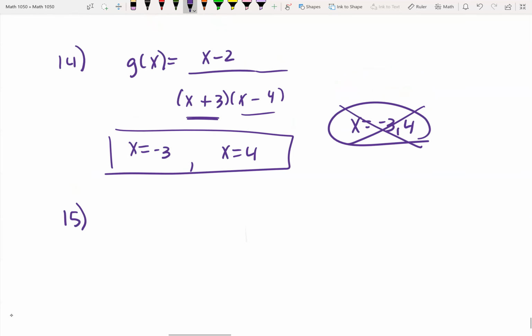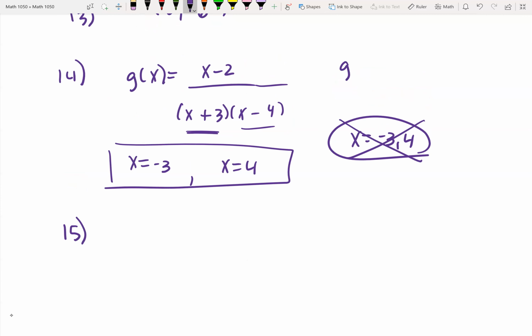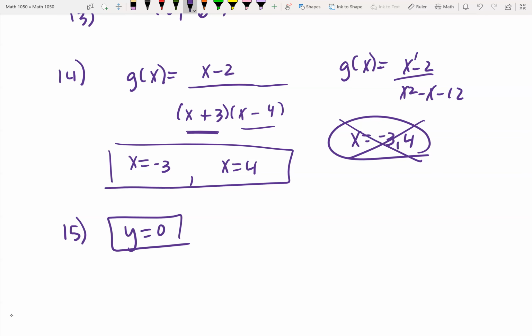Question 15, the non-vertical asymptote is biggest over biggest. If you look at the original problem, you've got an x to the first over an x to the second. The bottom's bigger, which means the asymptote is y equals 0. So make sure you have that memorized, okay?